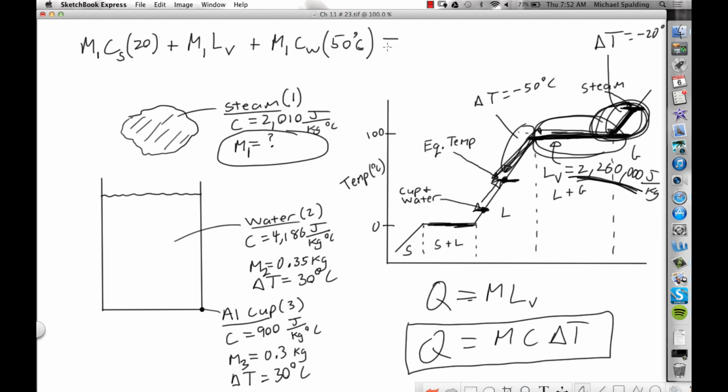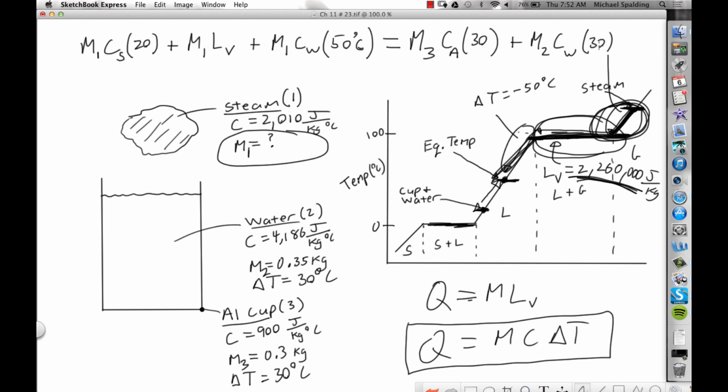Now this is going to equal the cup and water. Let's do the cup first. The cup is easy; it just goes one step. That's going to be the mass of the cup, which is M3, times the specific heat of aluminum, times the delta T, which is 30, going from 20 to 50. Then plus the water, M2, times the specific heat of water, times 30.